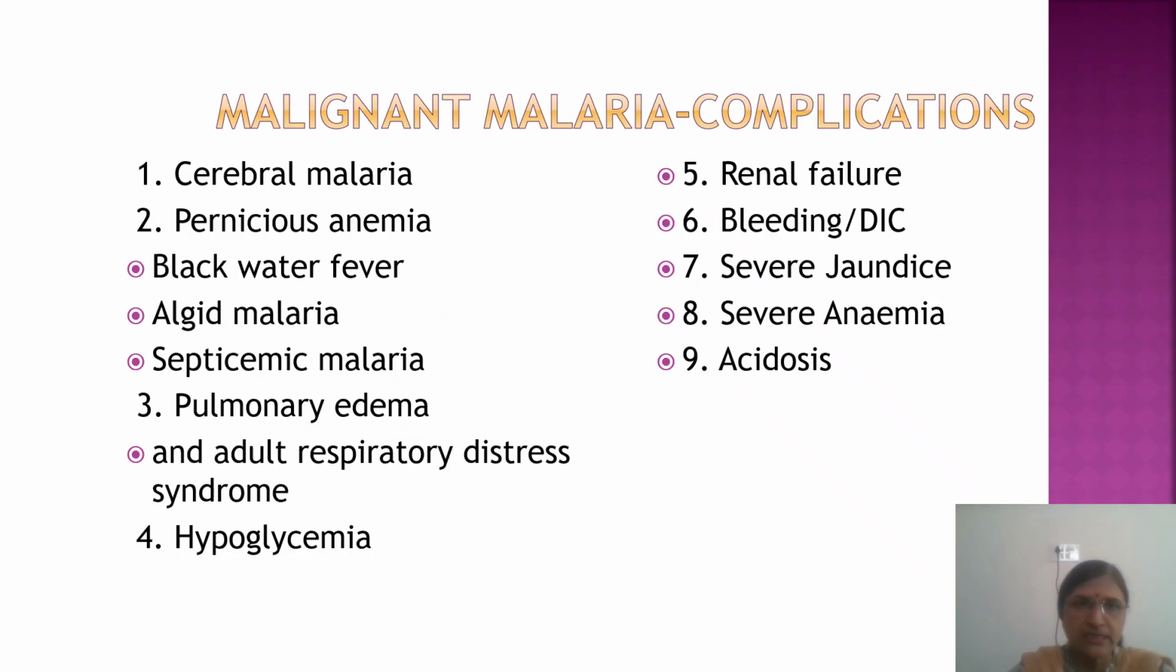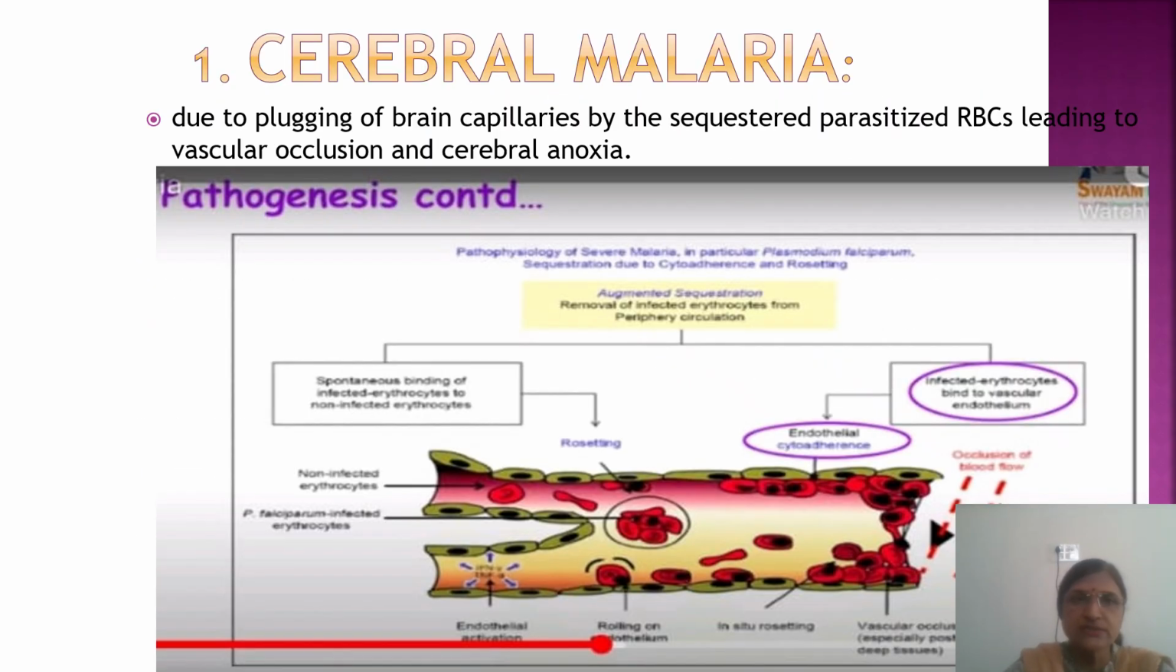So these are cerebral malaria. This we will see in detail. Then pernicious malaria, that is, it consists of black water fever, algid malaria, septicemic malaria, and the other systems are also involved. So in the respiratory system, it shows pulmonary edema or adult respiratory distress syndrome. Then sugar is low, so hypoglycemia. Then the kidney is involved, that is renal failure, bleeding diathesis. Then severe jaundice, anemia, and acidosis. So we'll see cerebral malaria.